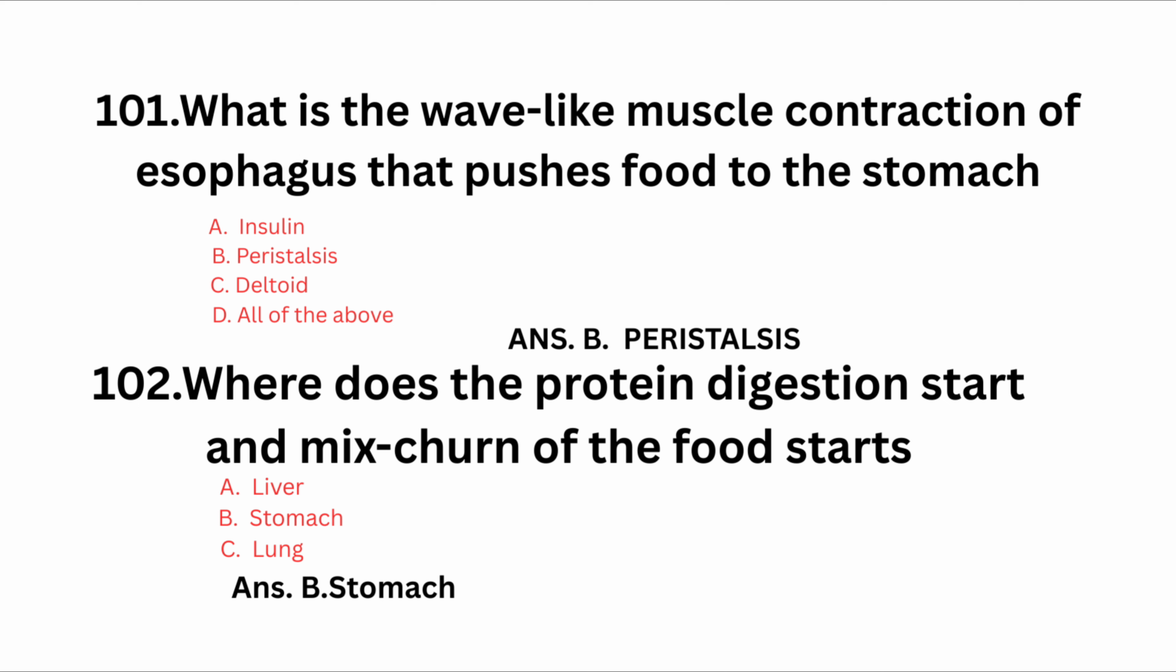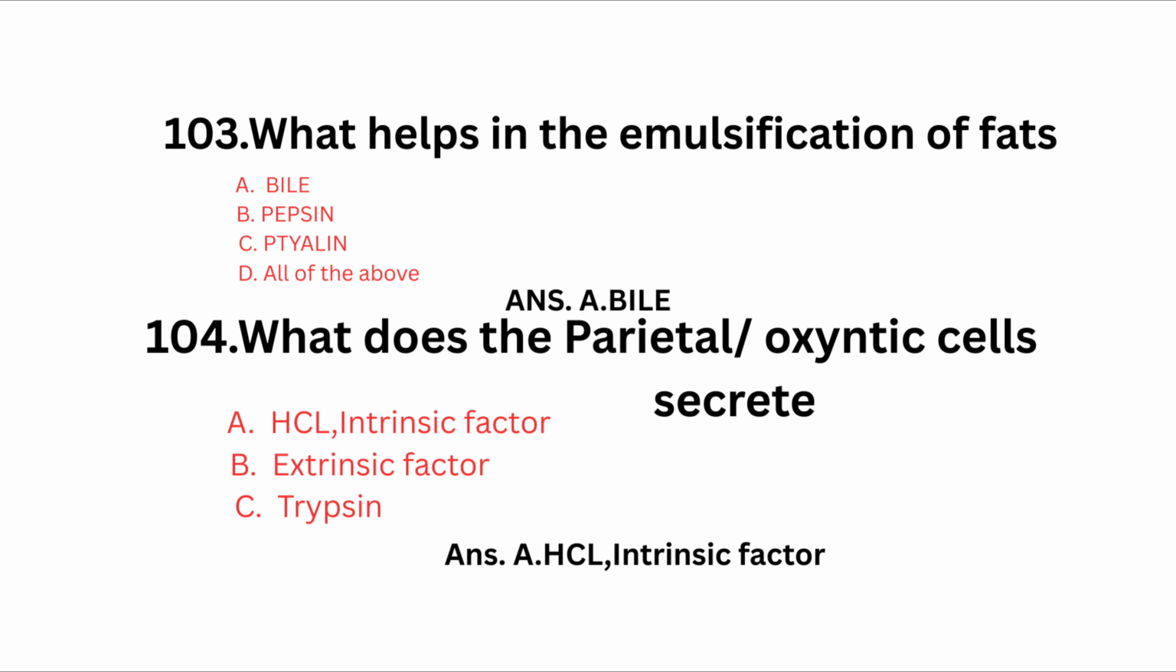102. Where does the protein digestion start and mixture of the food starts? A. Liver. B. Stomach. C. Lung. Answer is B. Stomach. 103. What helps in the emulsification of fats? A. Bile. B. Pepsin. C. Ptyalin. D. All of the above. Answer A. Bile.